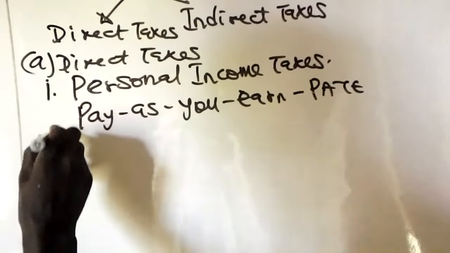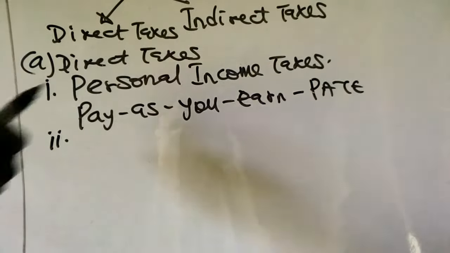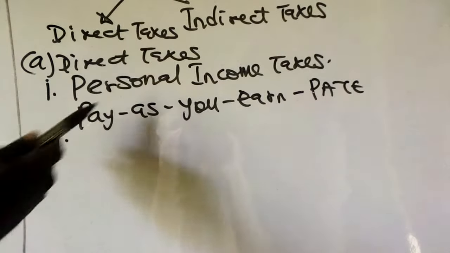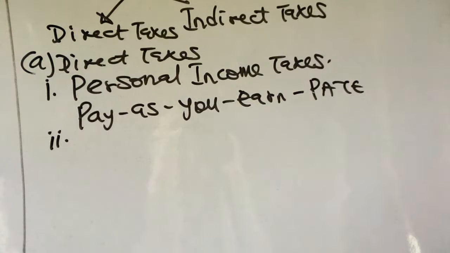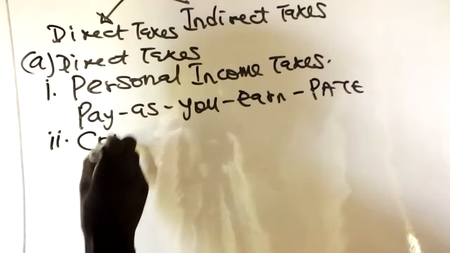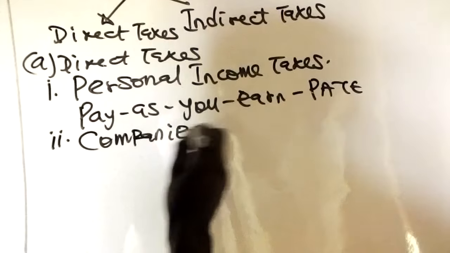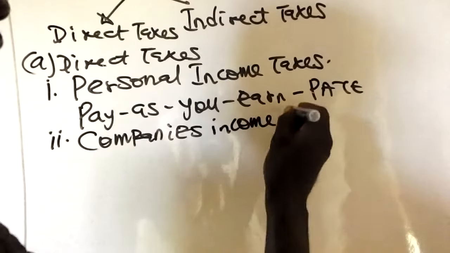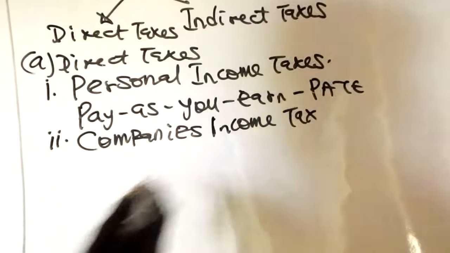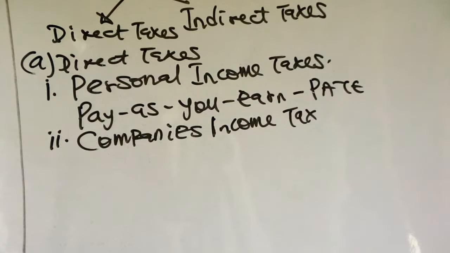Number two, I am still on direct tax, giving you the examples of direct tax. The number one example I've examined is personal income tax. Number two is company income tax. This is levied on the profit of companies. The tax levied on the profit of the company is said to be the company income tax.